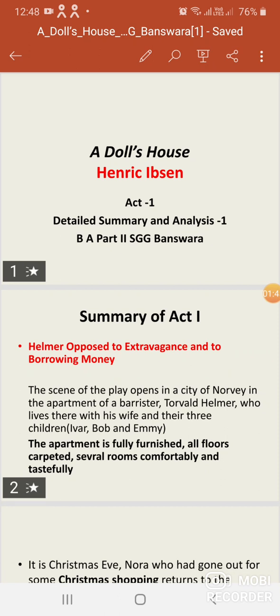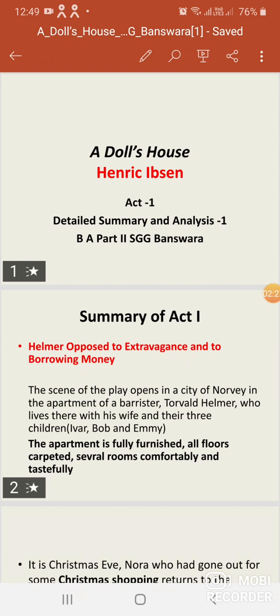How does the play start? The play opens in a city of Norway, in the apartment of a barrister. And who is the barrister here? Torvald Helmer is the barrister, who lives in this apartment with his wife, whose name is Nora, and his 3 children, whose names are Ivar, Bob, and Amy.